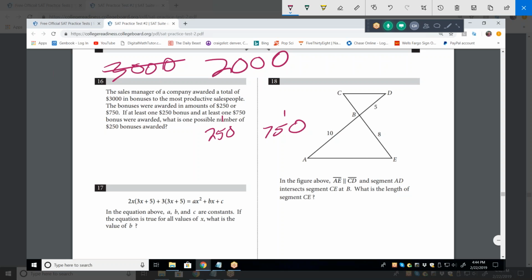Then would you... And there are multiple answers. There is not just one answer here. Notice that it says, what is one possible number of $250 bonuses? Well, so then you could just divide 2,000 by 250?